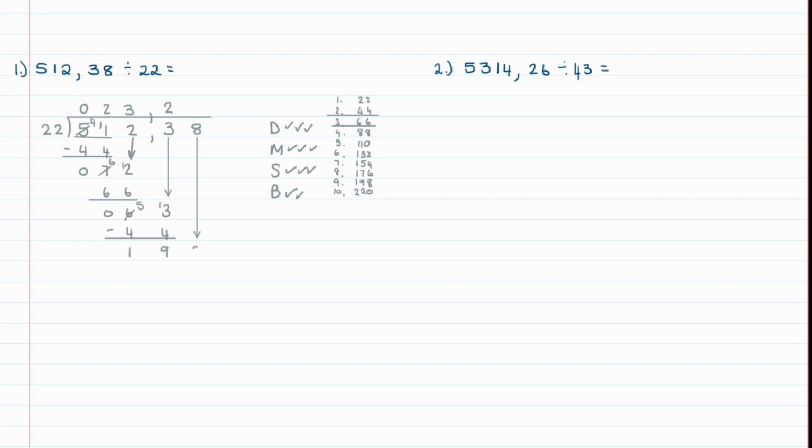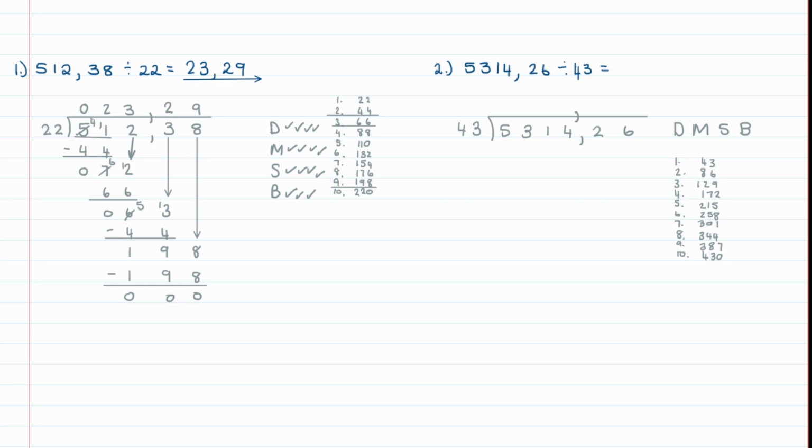2 times 22 is 44, and 63 minus 44 is 19. Bring down the 8, and now we say 198 divided by 22. This leaves us with 9. 9 multiplied by 22 is also 198, and when you subtract those two numbers, you get 0 as an answer. Since I have nothing left to bring down, I have 23,29 with 0 remainders.